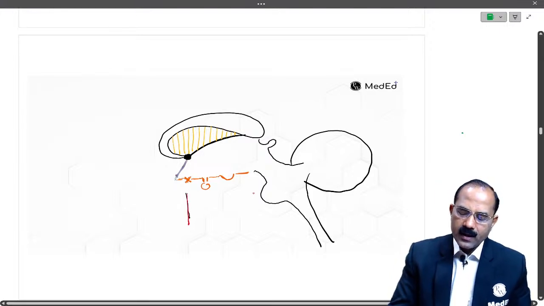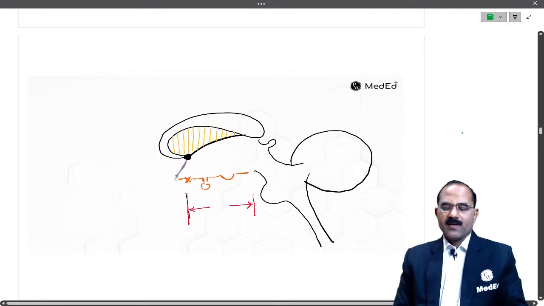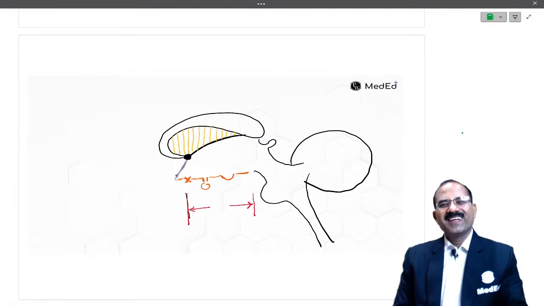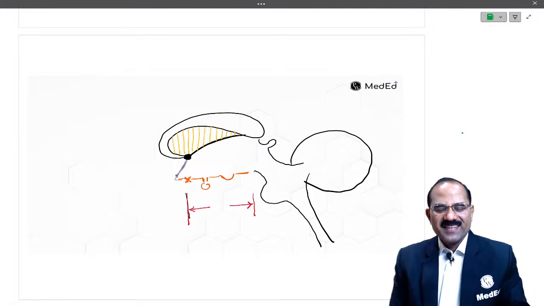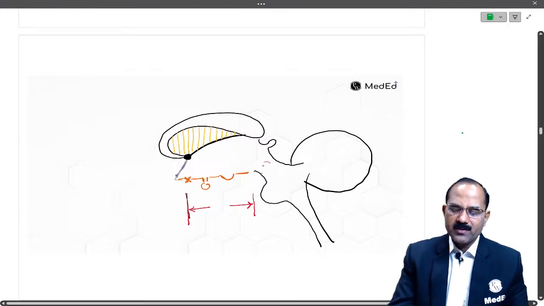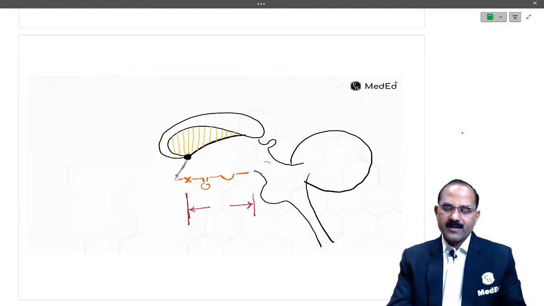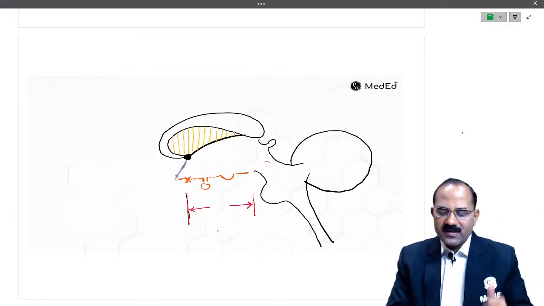So if you remember this, see what is this from here? This and this. What is this area? Between the optic chiasma and the crus cerebri of the midbrain. Yes, this is the midbrain. Look, this is the midbrain. That's the pons. That's the medulla. This is the interpeduncular fossa. Very good. This is the interpeduncular fossa.